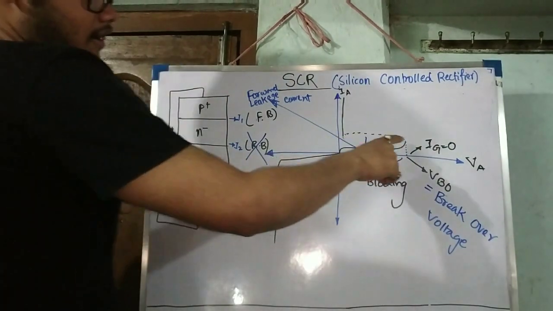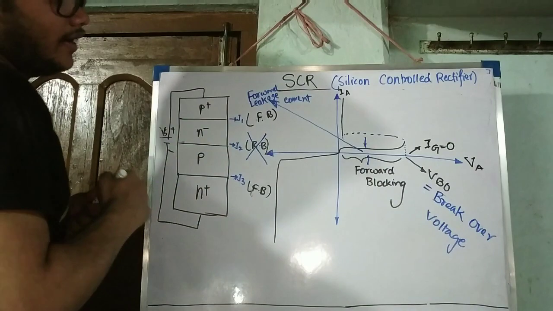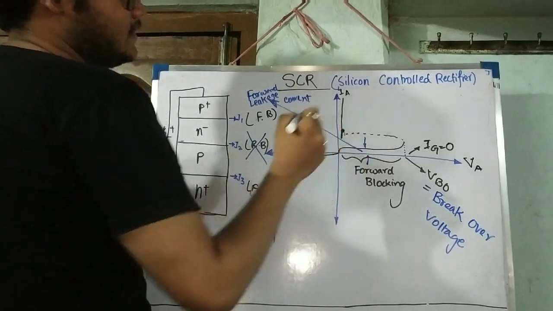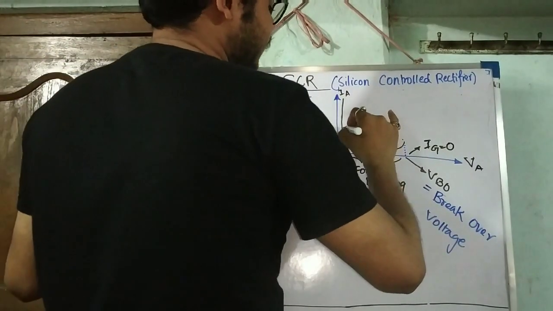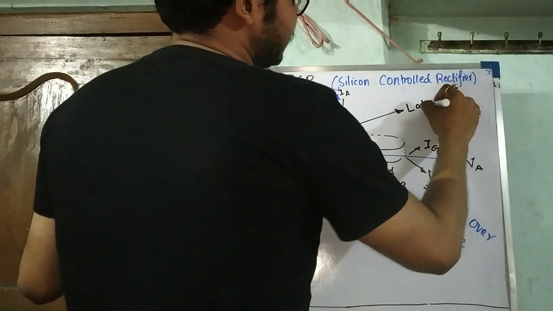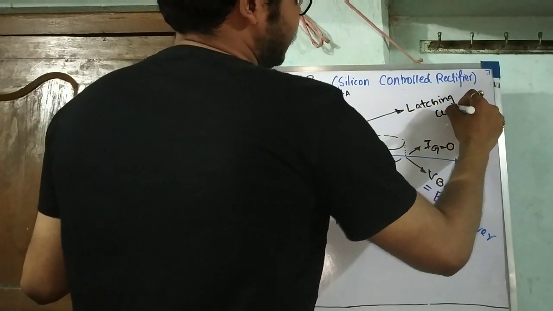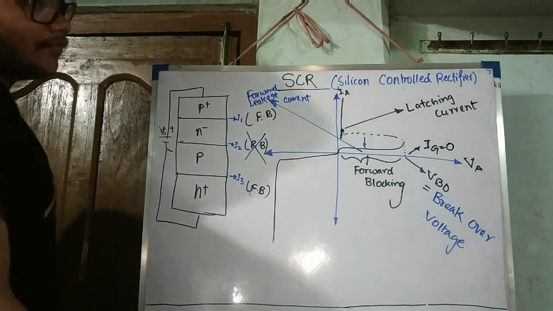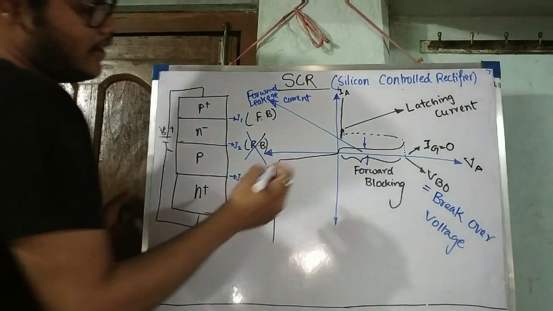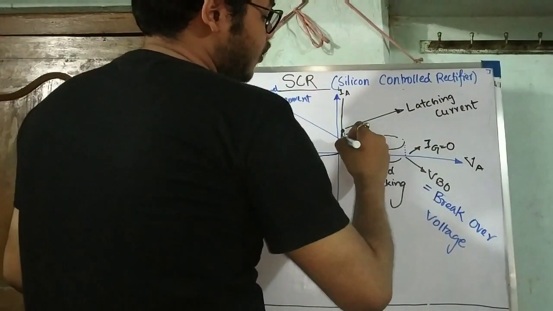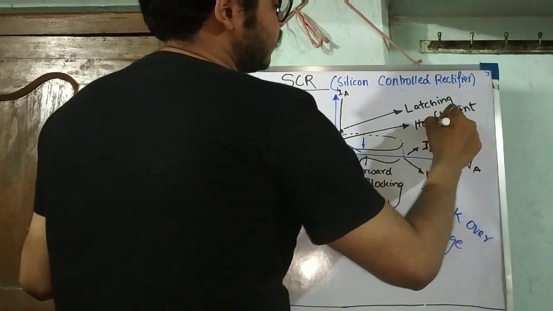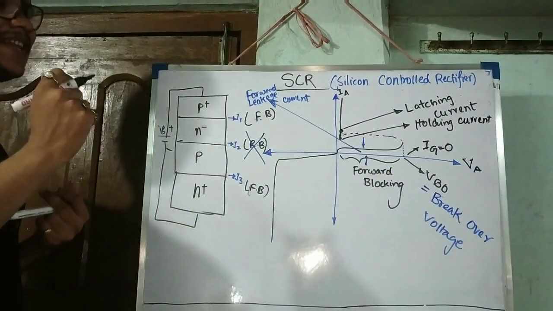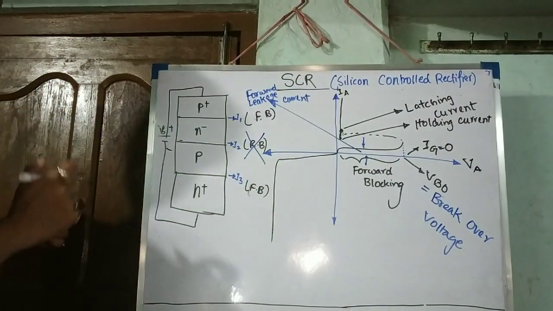And see, this curve jumps from here to here. At this point, the SCR has a certain current value which is known as latching current. We will see what latching current is. Latching current is the current below which the SCR is turned off and above which the SCR is turned on. And this current is called the holding current. Holding current is related to your turn off time, and latching current is related to your turn on time.